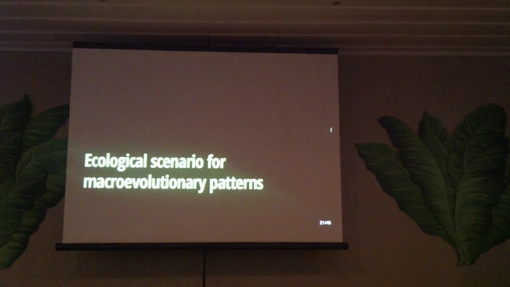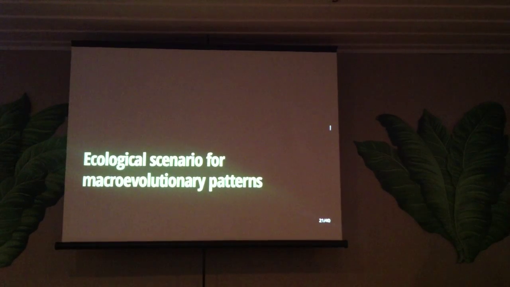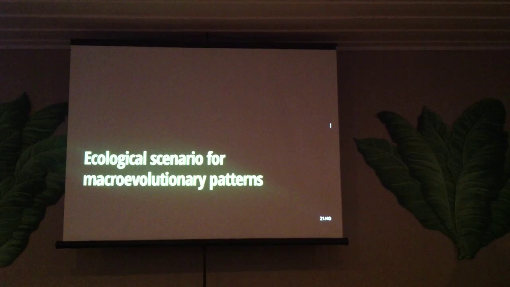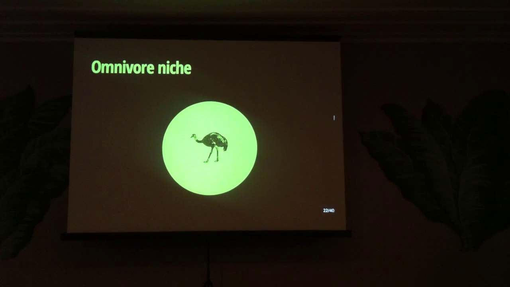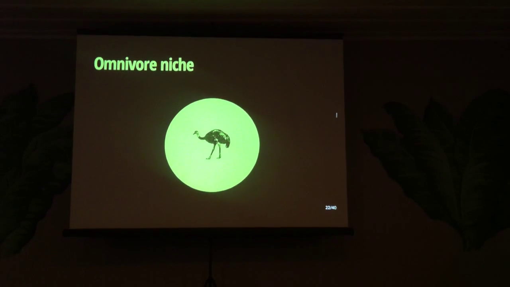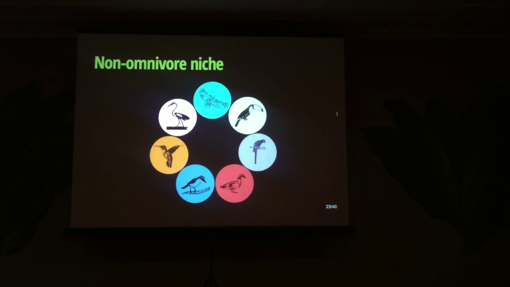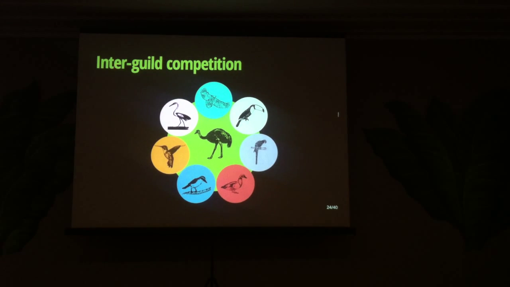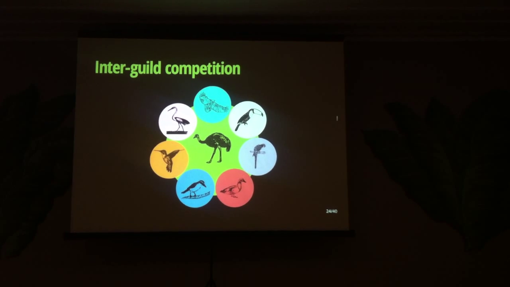With all those results, we could propose an ecological scenario to try to explain or contextualize these macroevolutionary patterns. One can represent the omnivore niche in a two-dimensional way like this, and we can do it also with the non-omnivore niches, like more specialized guilds. It's not hard to think that most of the time there will be inter-guild competition at any place, not necessarily with all guilds competing at the same time, but with different combinations of those.